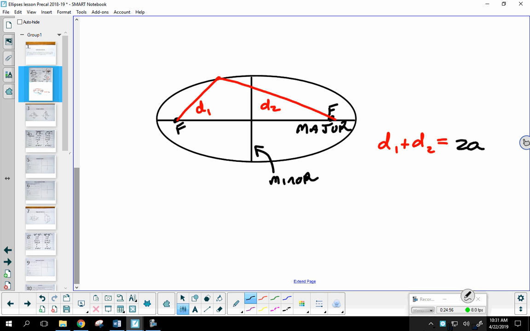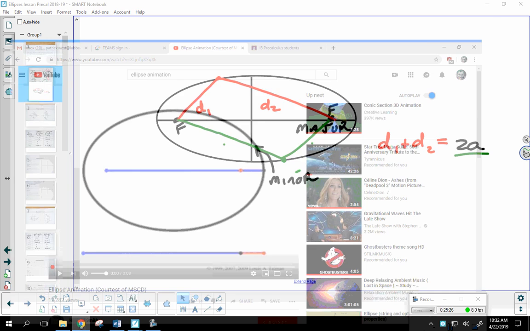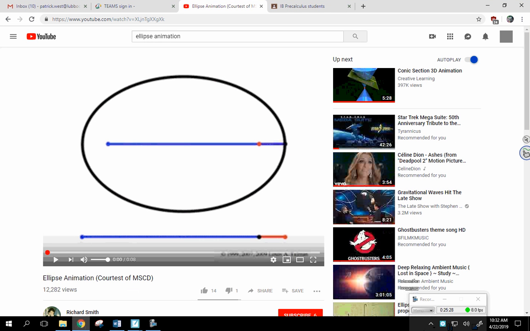Remember, what does 2a represent? That's always the length of the major axis. Now, this will work for any other point you choose on the ellipse. If I were to go ahead and choose this point right here, connected it to both of my focal points, whatever this distance is plus this distance, again, would give me 2a units. So the sum of the distances all the way around are always going to give me the length of the major axis. I have a little bit of animation right here to help you see that.